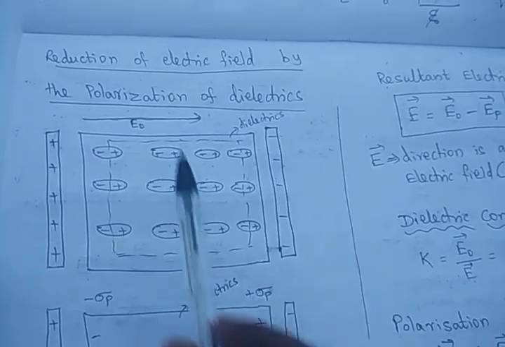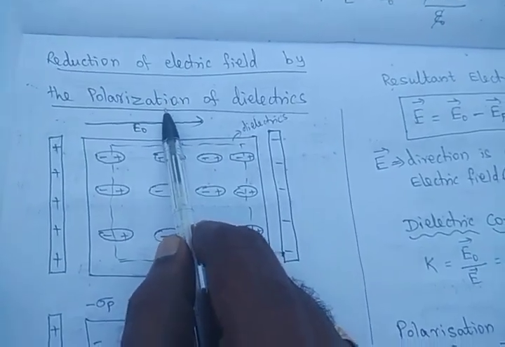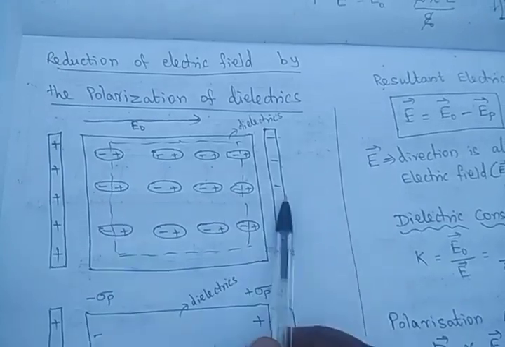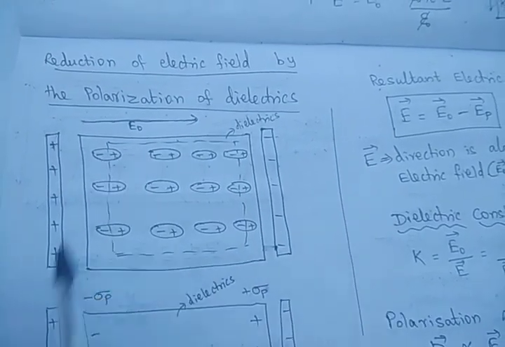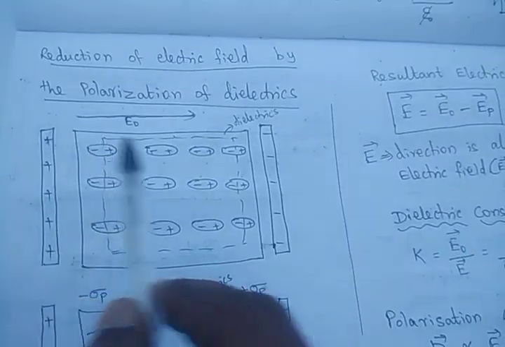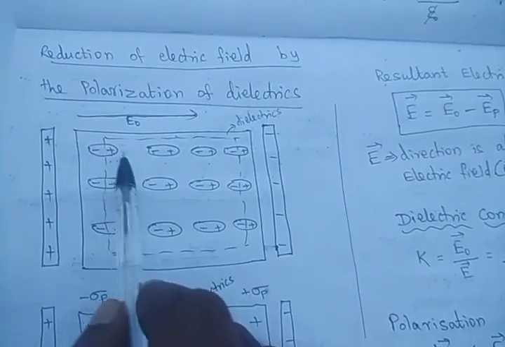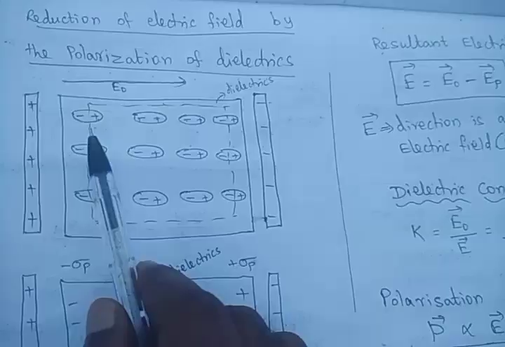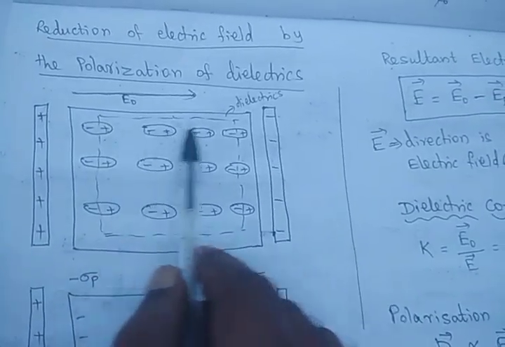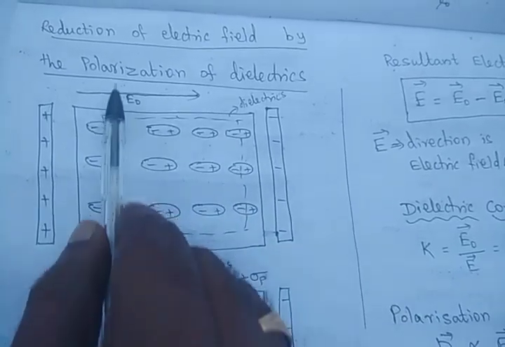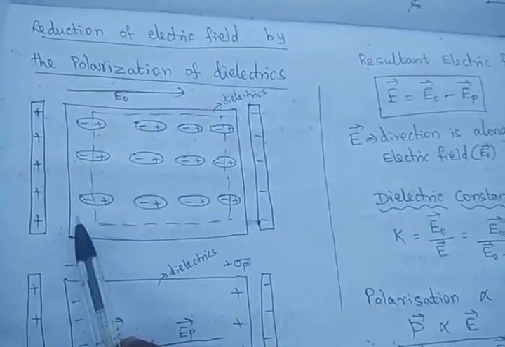So what will happen? Polarization will take place. That means the dipoles are created. A dipole means two equal and opposite charges separated by a small distance, and hence each dipole possesses a dipole moment. So this picture shows that the dipole moment will be acting along the external electric field vector.